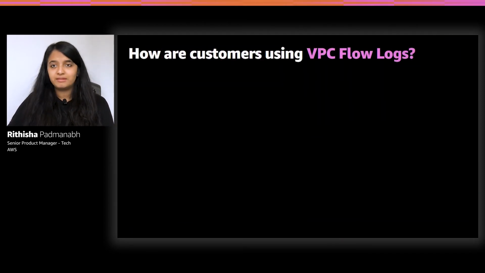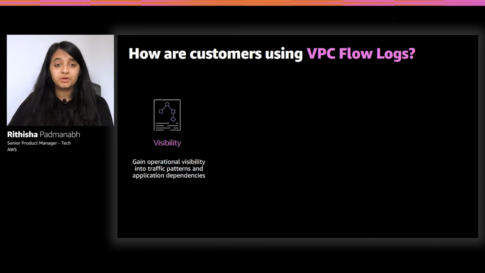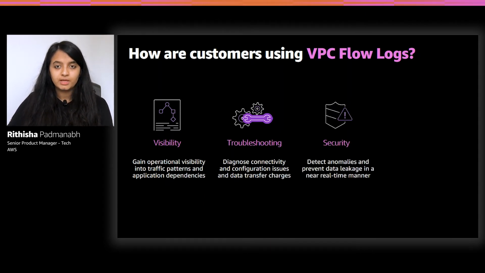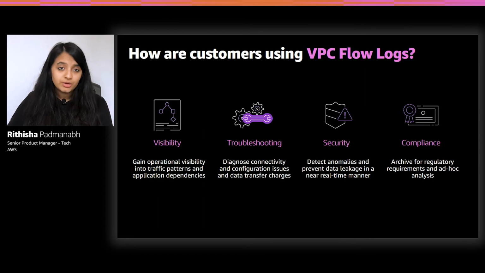Now let's take a look at for what use cases you can actually use these flow logs, right? Firstly, one of the most popular use cases among our customers is to use flow logs to gain operational visibility into your network dependencies or traffic patterns. You can use flow logs to troubleshoot network connectivity issues or your data transfer charges. You can use flow logs to rapidly detect security threats and respond to anomalies in your traffic flows. Or you can choose to archive your flow logs for compliance or record keeping purposes and ad hoc analysis.